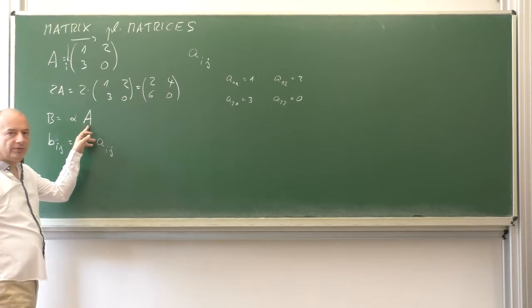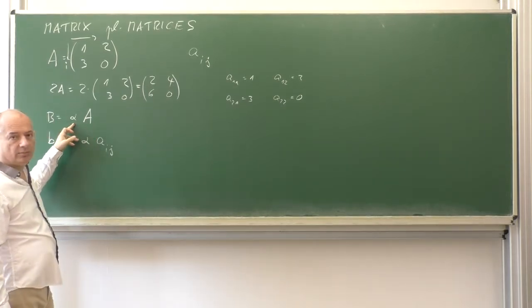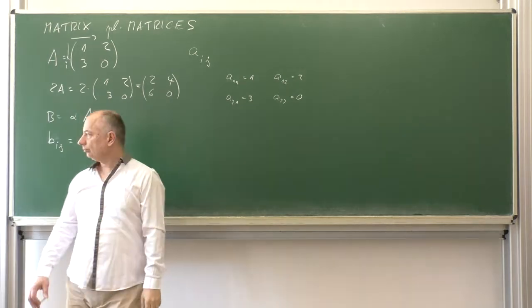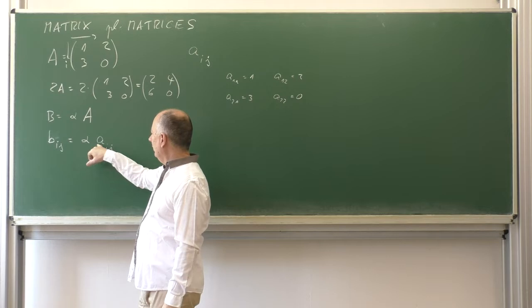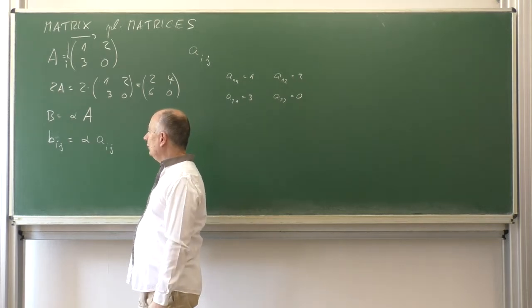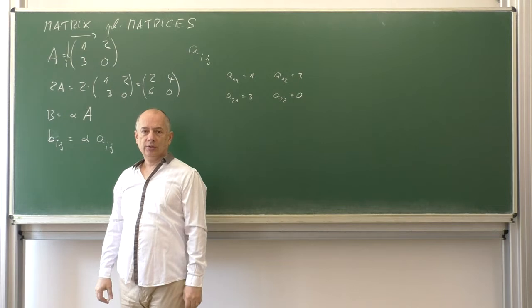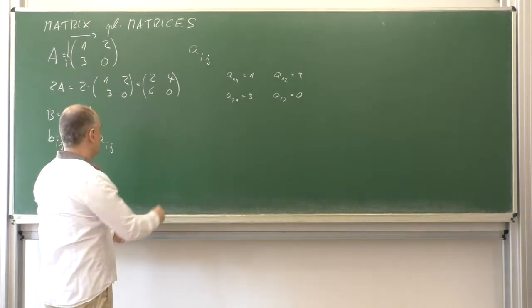In general, if we have a matrix capital A and we multiply by a scalar, by a number alpha, then the result, if we call it capital B, has entries B sub ij equal to alpha times A sub ij. That means we multiply each entry of A with this scalar. Another operation is addition of matrices.